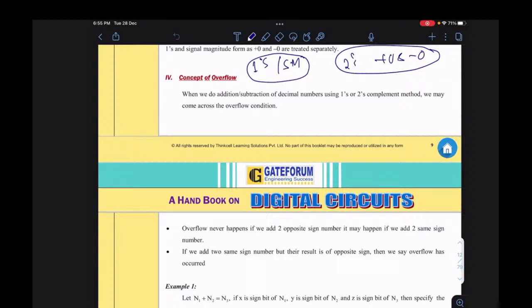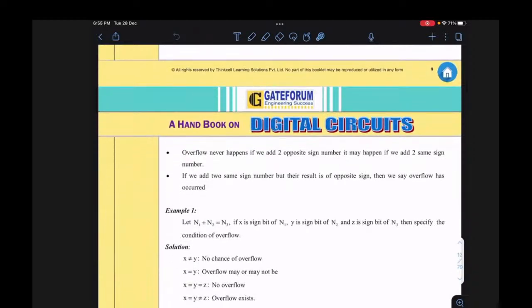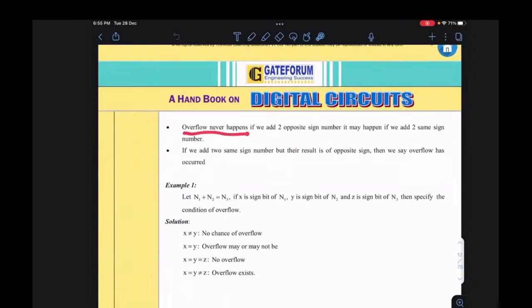When we do addition or subtraction of decimal numbers using 1's or 2's complement methods, we may come across overflow conditions. These two points are important. Overflow never happens if we add two opposite sign numbers. It may happen if we add two same sign numbers. That means if I have the number 2 and I'm adding it with minus 7, one is a positive number and one is a negative number, so overflow will never happen. Overflow may come into the picture if we add two same sign numbers.